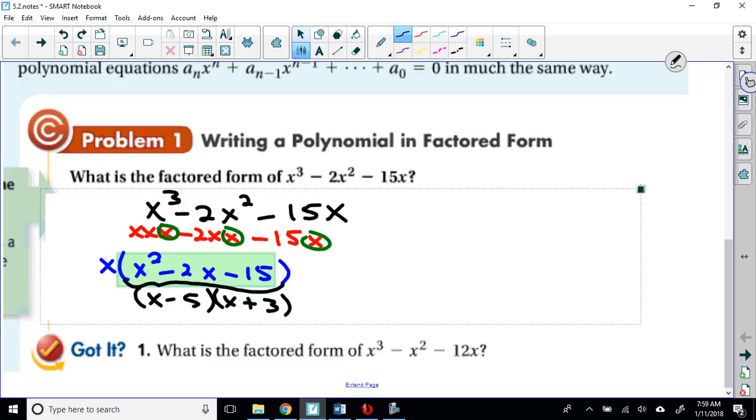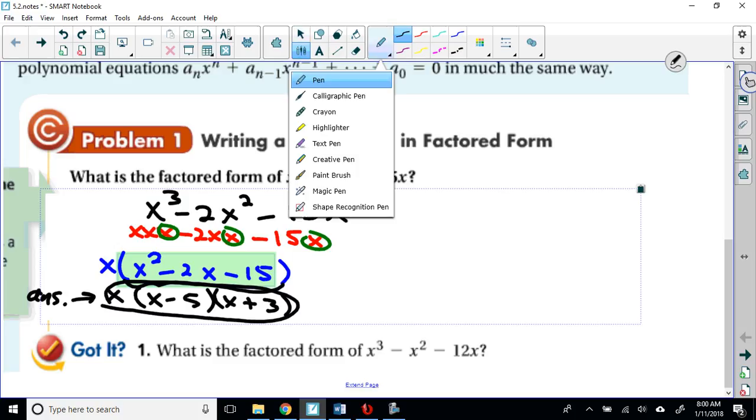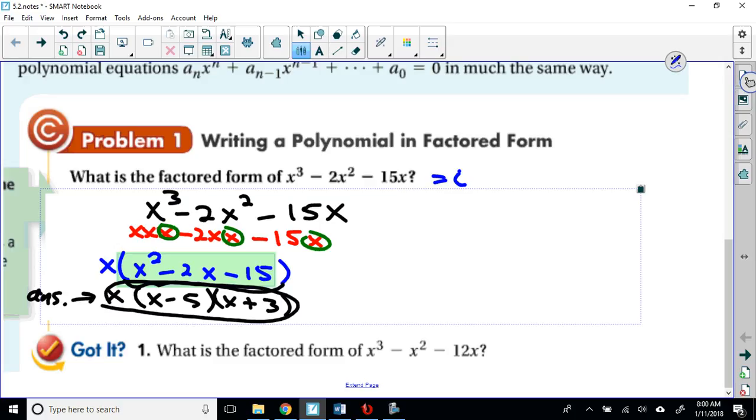And then what about that x that's hanging out front? We have to rewrite it. We have to keep it as part of this. Okay, so right there, that's our answer. That is it. Now this particular problem just says what's the factored form. They didn't say solve this equation, but they could have said solve this equation. What if all that equaled 0? What would your solutions be?